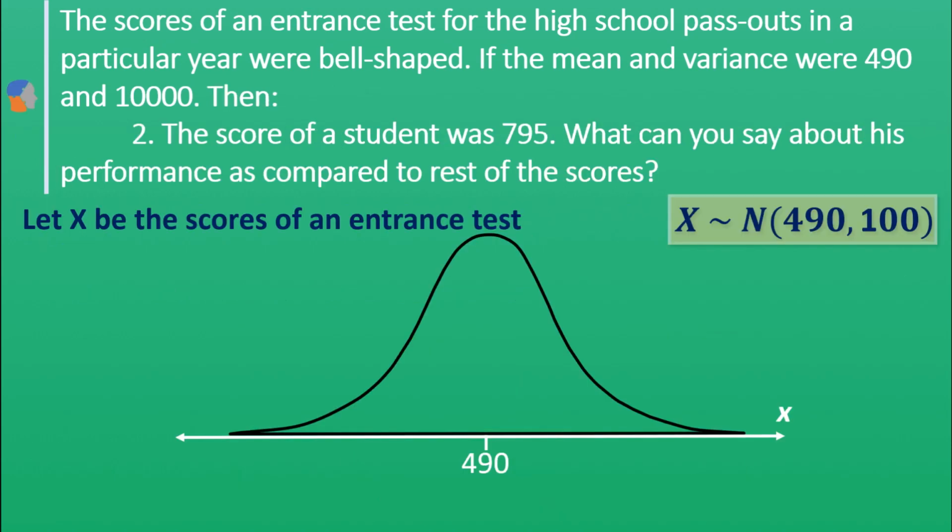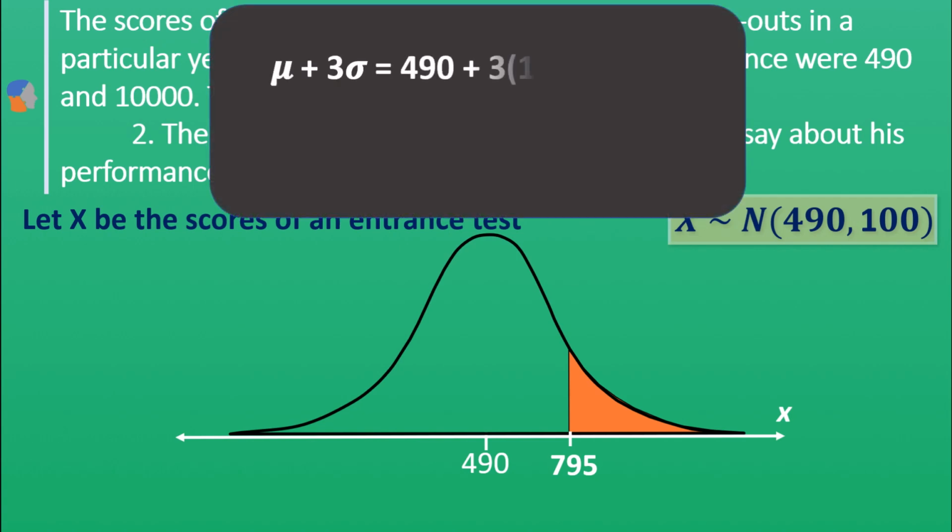Now let me go to the second part. The score of a student was 795. What can you say about his performance as compared to the rest of the scores? Now let me mark this number 795. If we can find this area, then we can give the answer for this question. But let me check how we can get to 795. We know mu plus 3 sigma is 790. That is not 795, but it is close. So 790 is here. Now if we can find this area, we can say 795 is in this region.